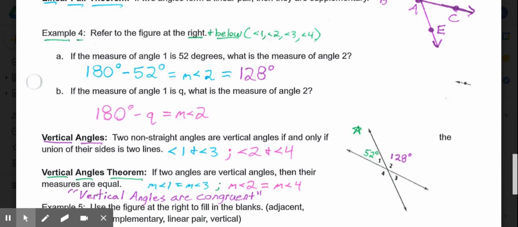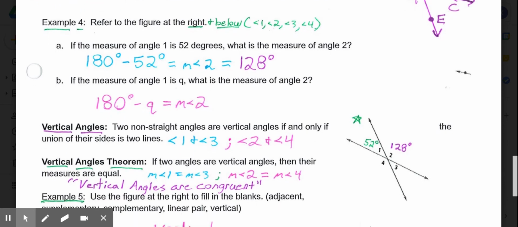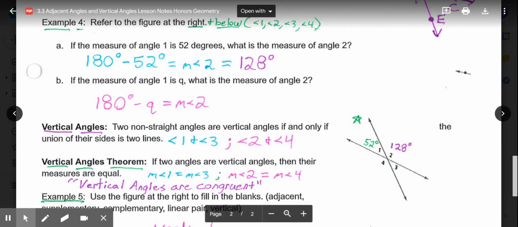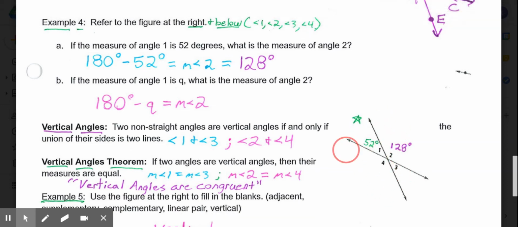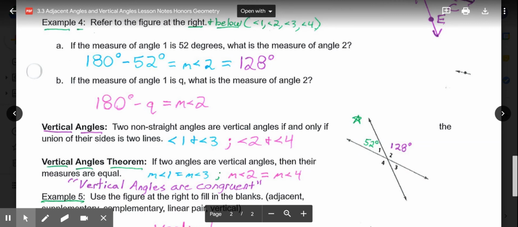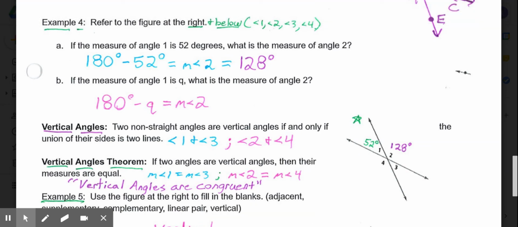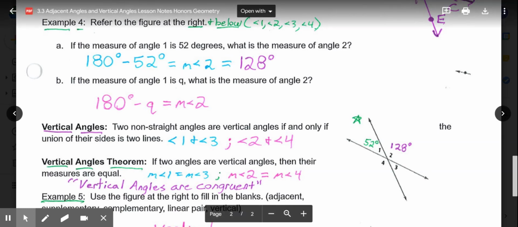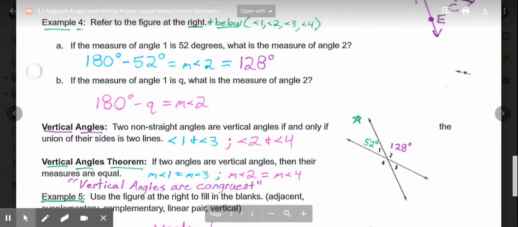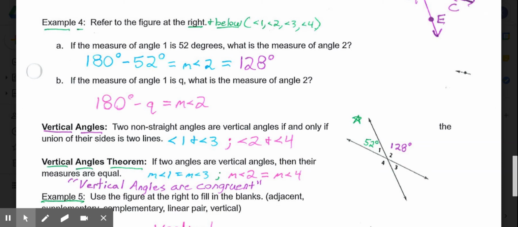Then we get into example 4, which says refer to the figure at the right and below. So we're going to look way down here at this figure. It says if the measure of angle 1 is 52 degrees, what is the measure of angle 2? Angle 1 and 2 are a linear pair. So I can do 180 minus angle 1, which is 52 degrees, and I get the measure of angle 2, which is 128 degrees.